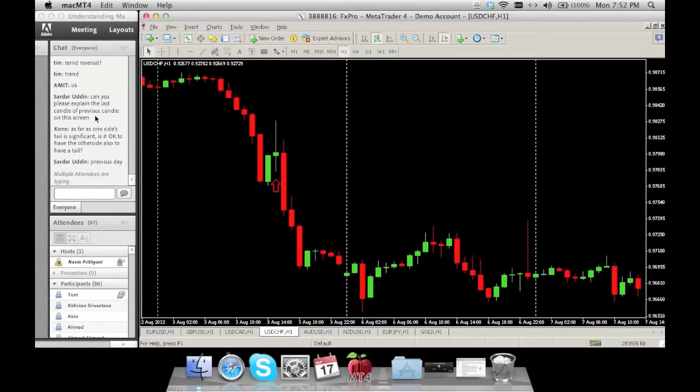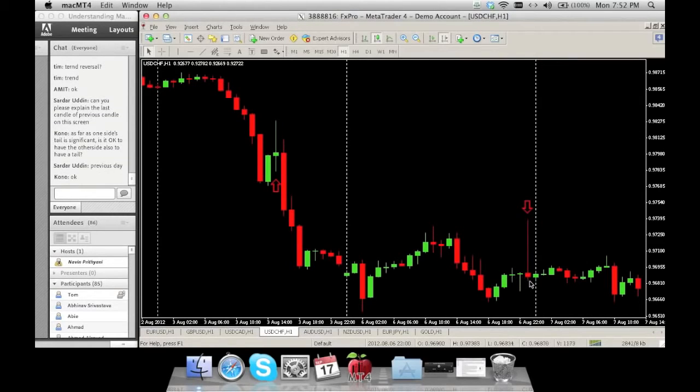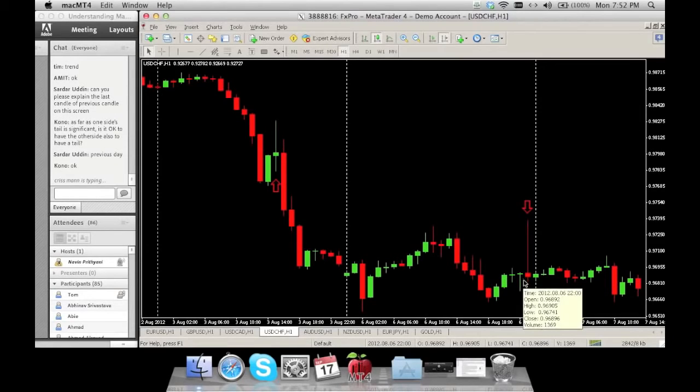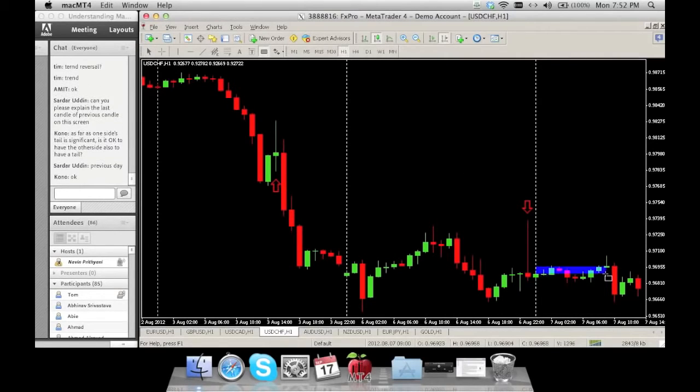Okay, can you please explain the last candle of the previous candle on the screen? Okay, close of the day, Asian session running, not much momentum in the market, plus sideways. Okay, lots of strength coming in. Market actually is short, but look how long it took to take that short. It took a while before the market actually got back into the momentum. I'm guessing this is around Frankfurt Open.